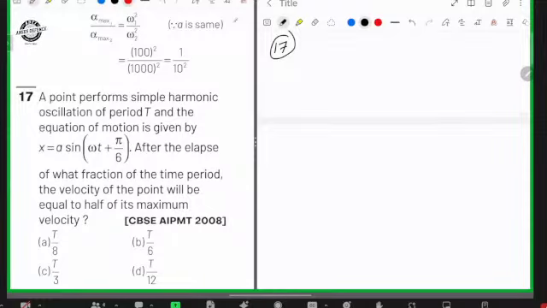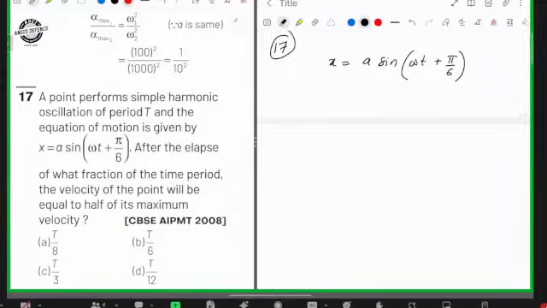Okay, 17th question. A point performs simple harmonic oscillation of period T, and the equation of motion is given by this: x is equal to a sin(omega t plus pi by 6). They have asked after the elapse of what fraction of the time period the velocity of the point will be equal to half of its maximum velocity.